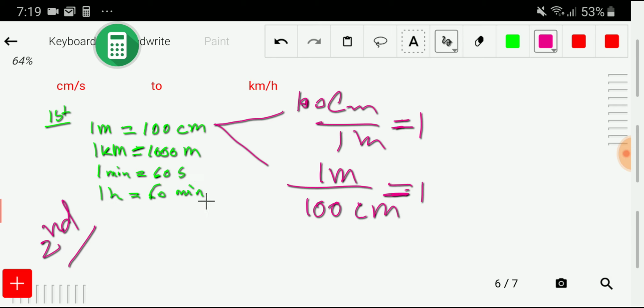The interesting news is that we don't need to memorize these conversion factors. They will come to our calculation automatically, right? So let me delete it.